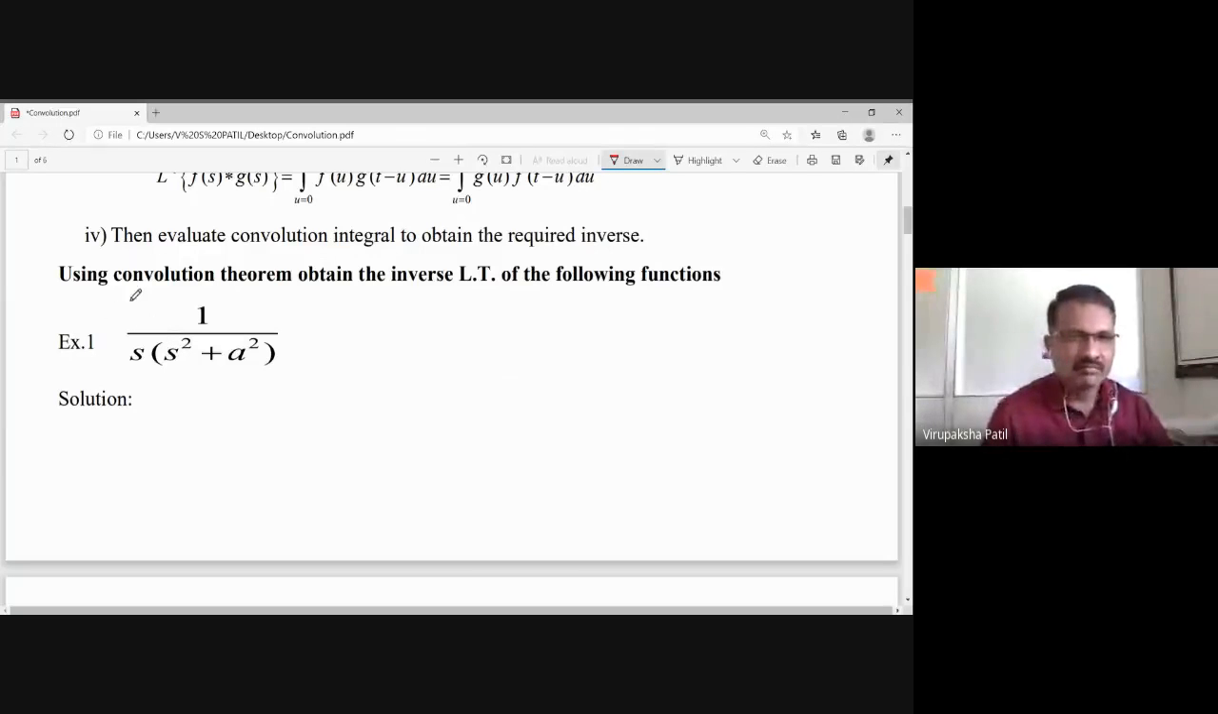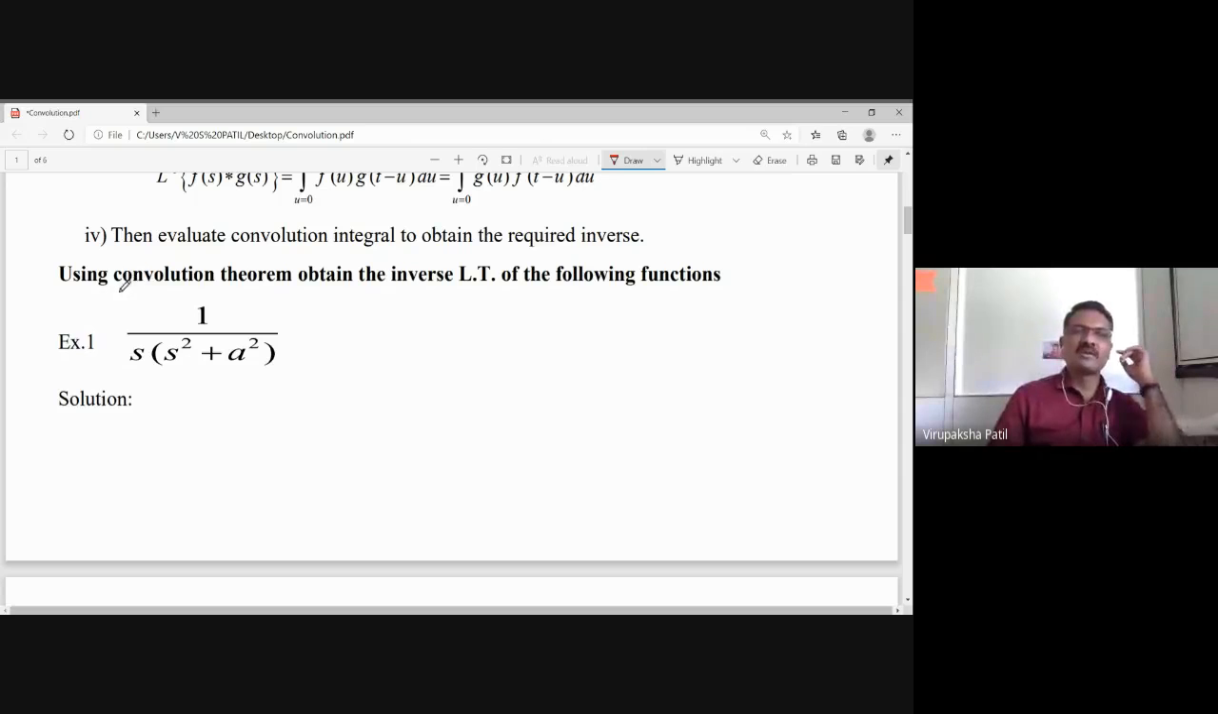See what they say: using the convolution theorem, obtain the inverse Laplace transform of the following function. Many examples are there, so instead of writing again and again, I have written only one sentence. Okay, is it okay? The first example is to find the inverse of this function in terms of s using the convolution theorem.